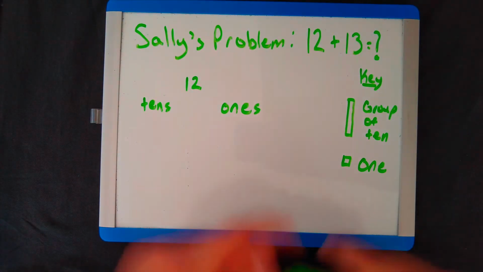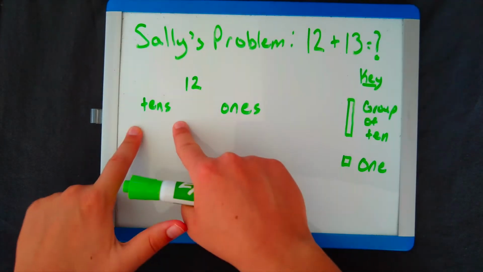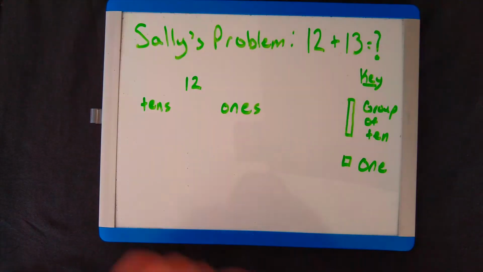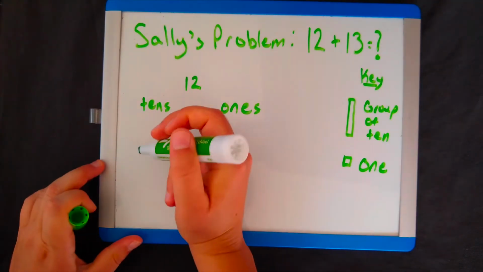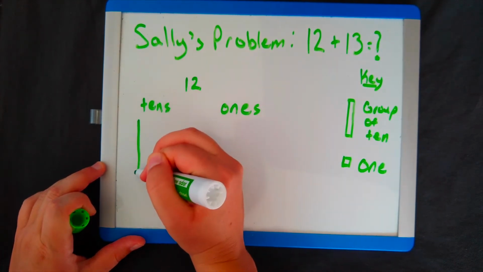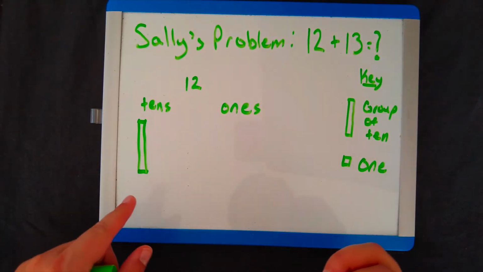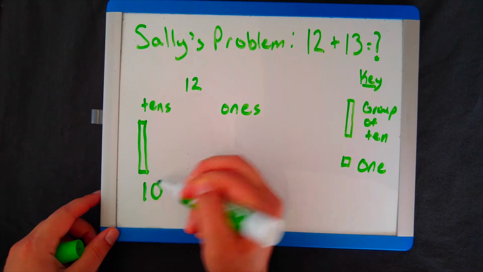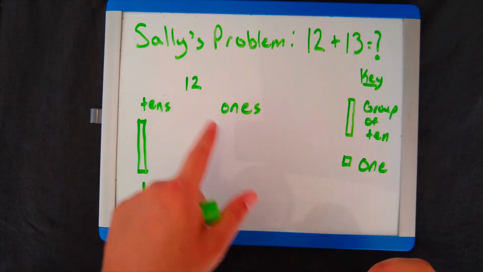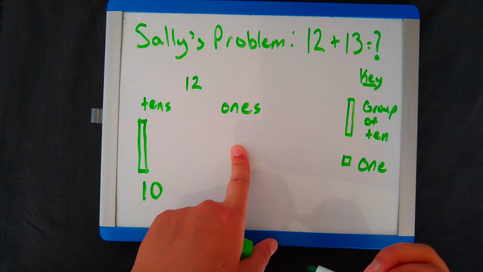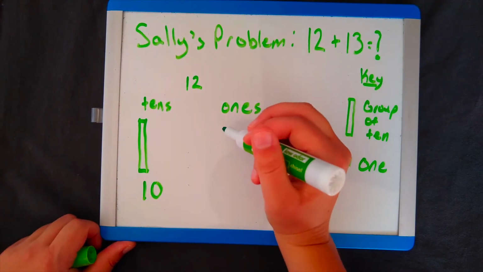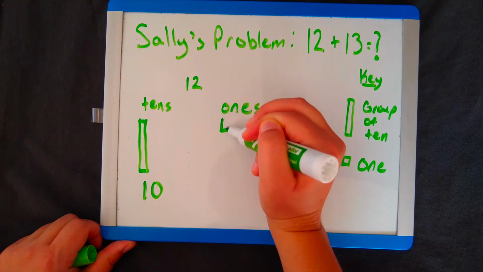Let's break down each of our numbers into groups of tens and ones. Let's start with 12. How many groups of 10 is in the number 12? That's right, just one group of 10. We're going to represent this group of 10 with a rectangle. Now, one group of 10 is equal to 10. So now, to get to 12, how many ones do we need? That's right, 2. I'm going to represent 2 ones with 2 squares.